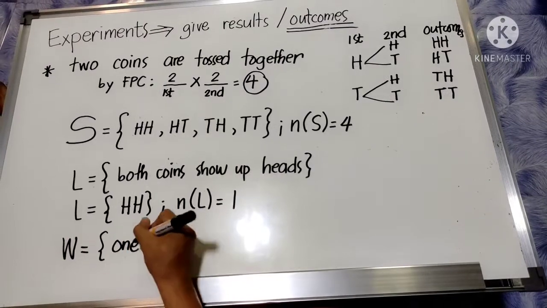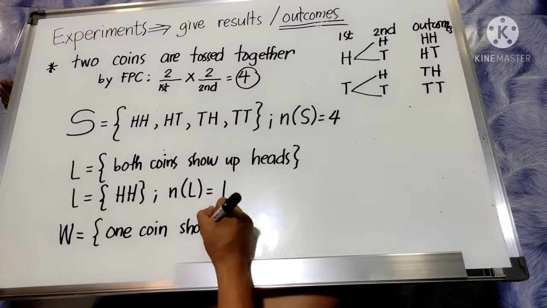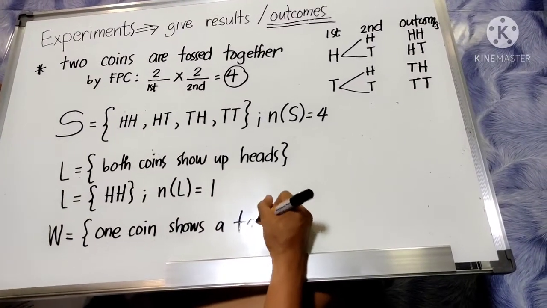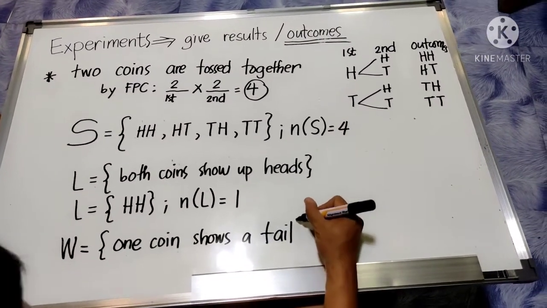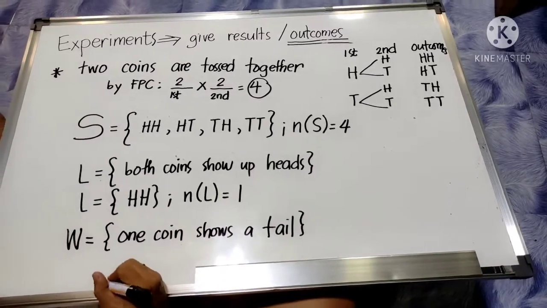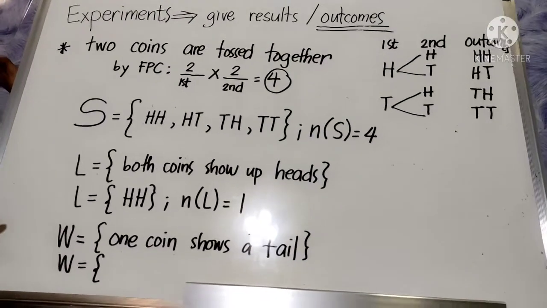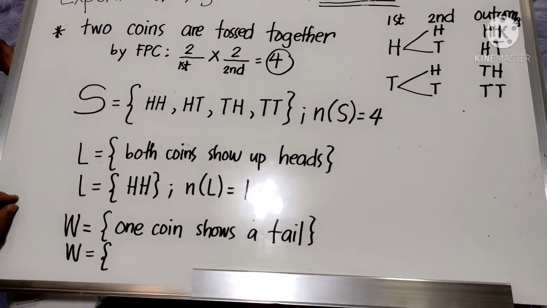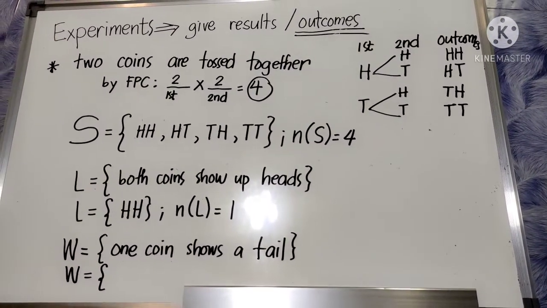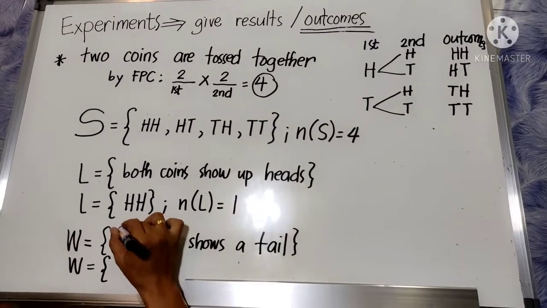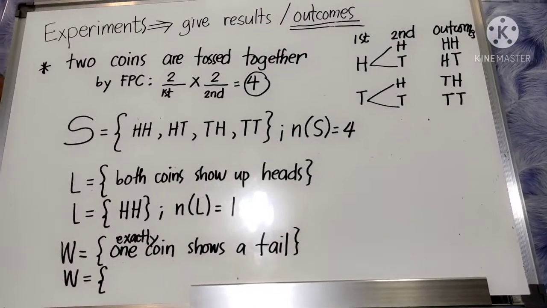One tail, or rather, one coin shows a tail. One coin shows a tail. So, what are the elements of your event W? Yung isang coin daw ay nag-show ng tail. So, asan dyan? One coin. Exactly one coin shows a tail. So, let us put here, exactly. Exactly one coin shows a tail.